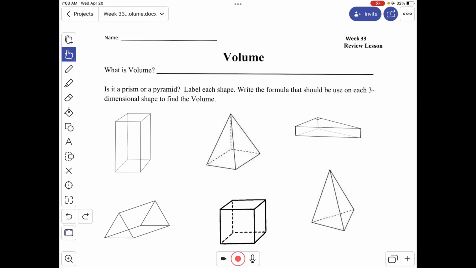This week we will be talking about volume. Volume is the amount of space inside a container. So it's usually how many cubes will fit inside a particular container. This is for 3D shapes, which are either prisms or pyramids.